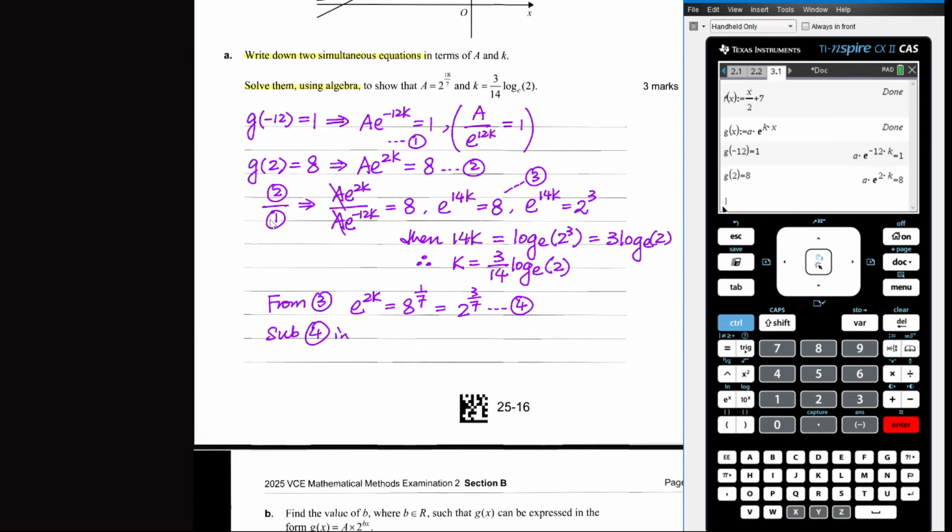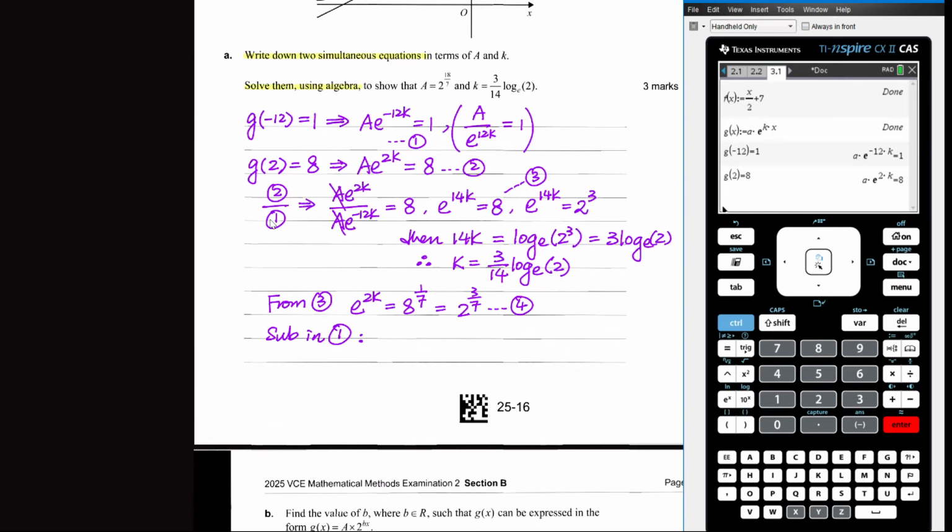Sub 4 into, let's say, equation 2. Nah. Actually, I think I need to sub into another one. Let me think about this one. Yep, I can sub that into equation 1, see how we go.